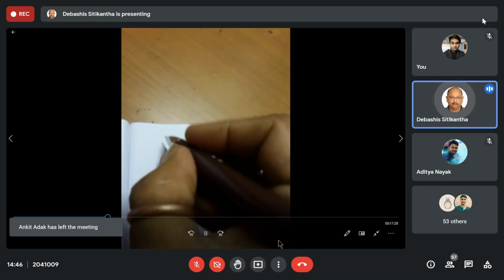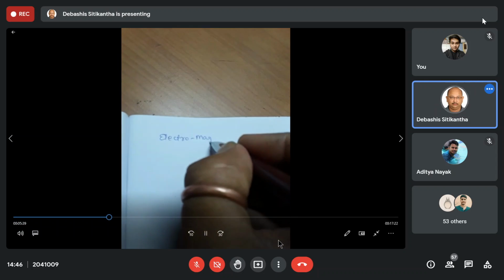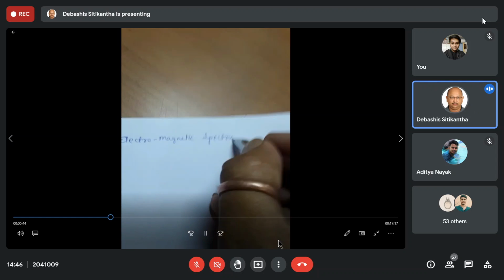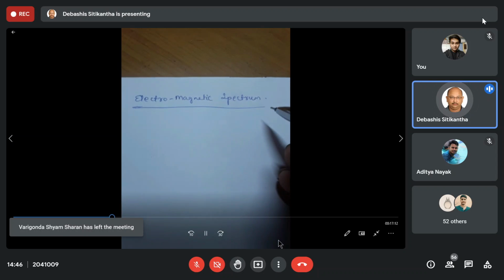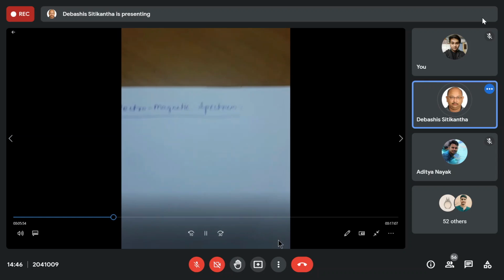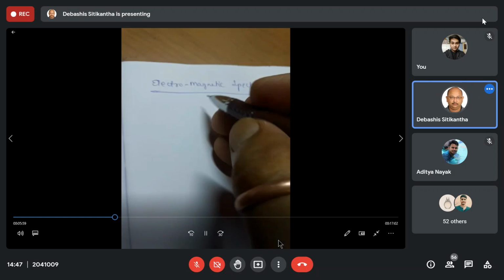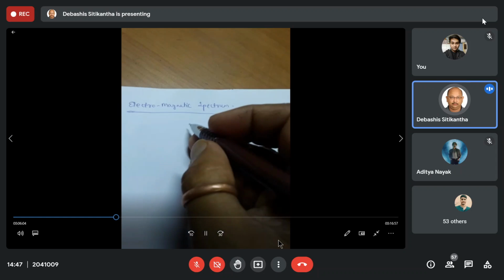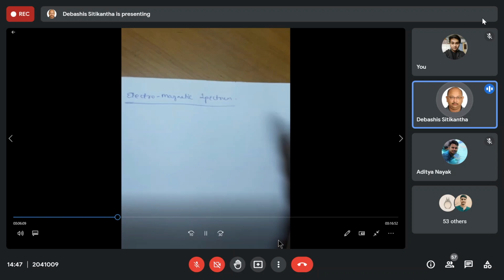Next, we will study what is the electromagnetic spectrum. Before starting with the electromagnetic spectrum, let me tell you a very important formula which is related to all types of waveform, whether it is mechanical waveform or electromagnetic waveform.